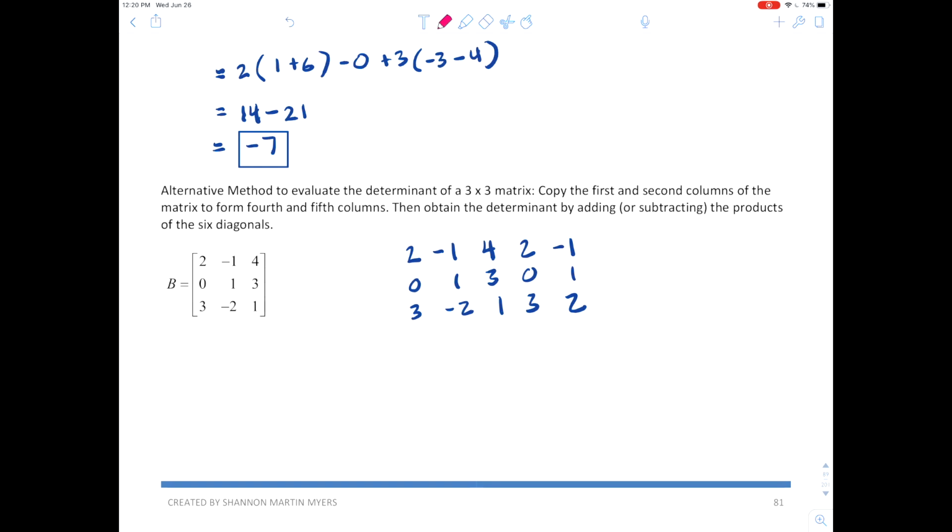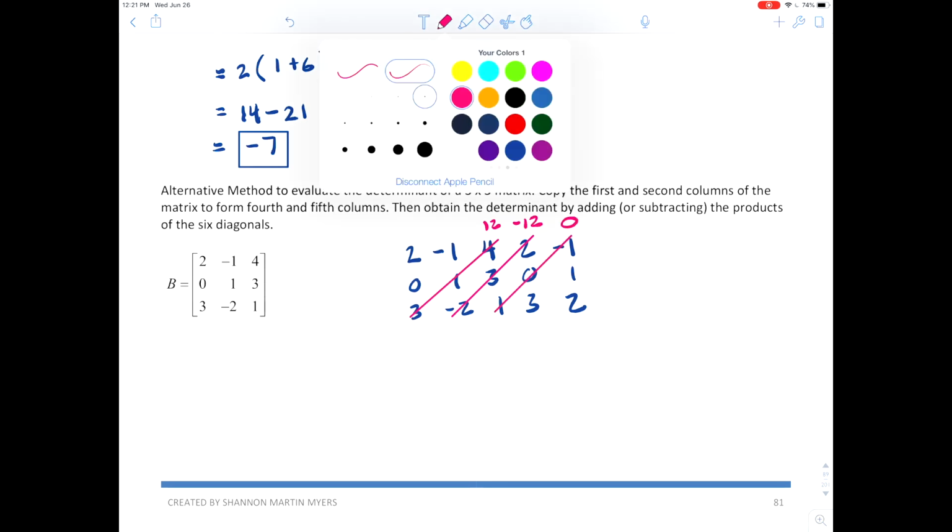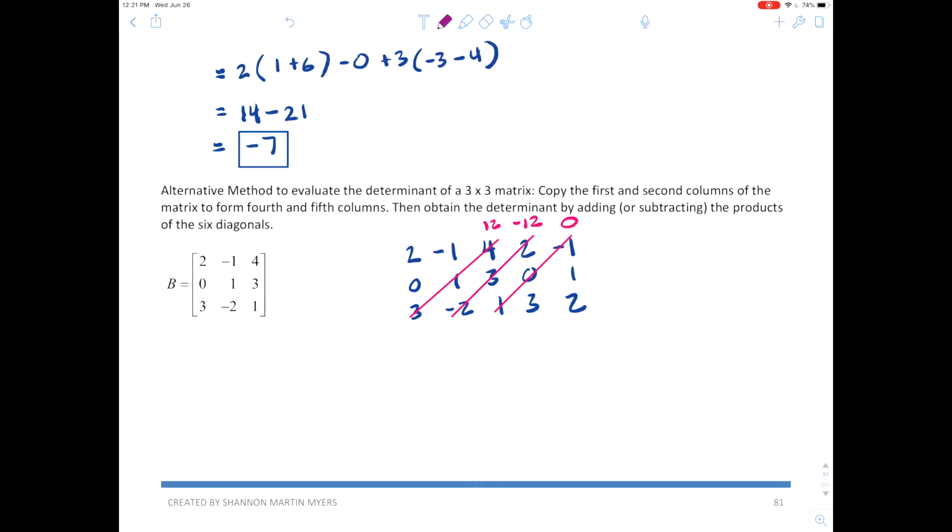Okay, so here's what you do. You go from the bottom left to the upper right. You do each of those diagonal products. So 3 times 1 times 4 is 12. Negative 2 times 3 times 2 is negative 12. And 1 times 0 times negative 1 is 0. And then the next products we take a look at are what? What do you think? Top left 2, bottom right, each diagonal. So that's the first one. 2 times 1 times 1 is 2. Negative 1 times 3 is negative 9. And then 4 times 0 times 2 is 0.